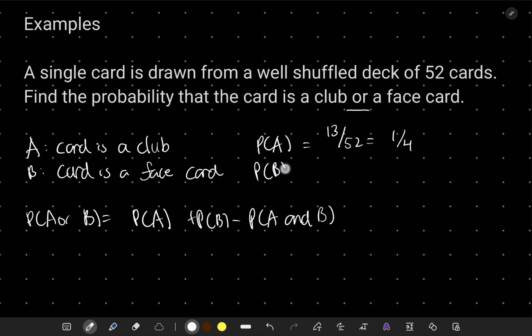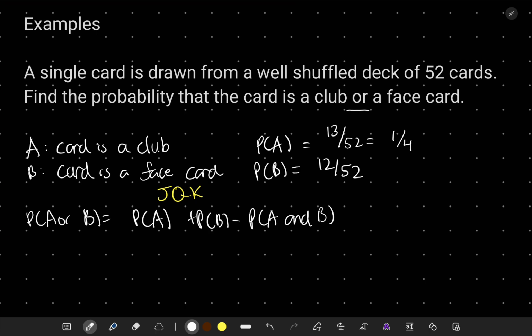The probability of it being a face card is a little bit trickier, but basically, since there are 4 suits, and each suit has 3 face cards: a jack, a queen, and a king. So I'm going to multiply this 4 times this 3, and I'm going to get 12 out of 52. So I basically have almost everything to combine that with.